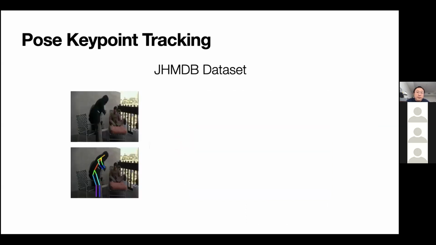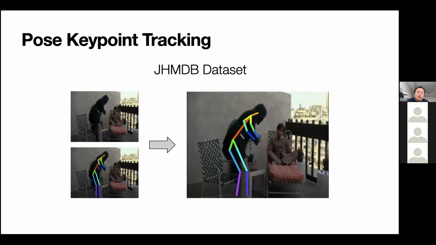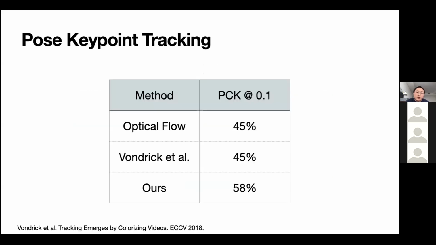Here is an example of pose tracking. Tracking pose keypoints is actually a much harder task because there are only a few of them, and we need to track exactly where the keypoint goes. And again, we didn't use any annotations for training the tracker. We evaluate the accuracy of pose compared to the ground truth. Our method outperforms previous methods, including self-supervised learning with video colorization.